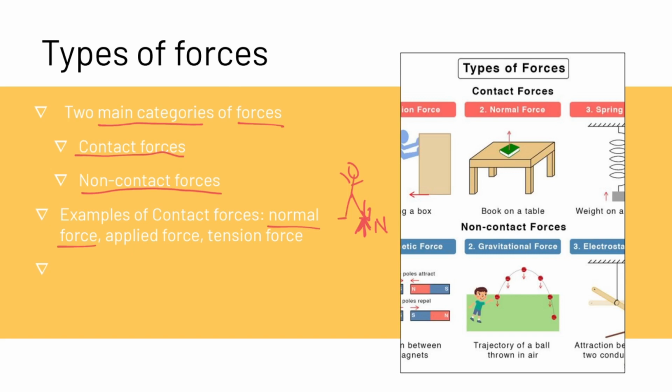There's the applied force. That force is just a generic, catch-all force for anything that doesn't have another name. And then we have the tension force. This is a force that is applied through a rope or a chain or something like that. That's the tension force.